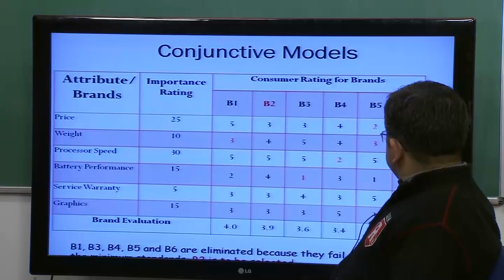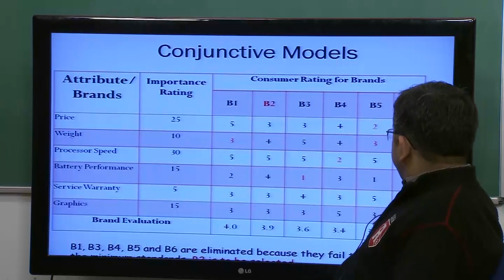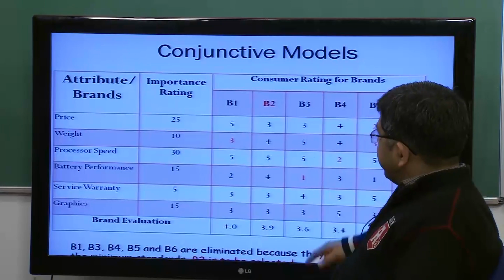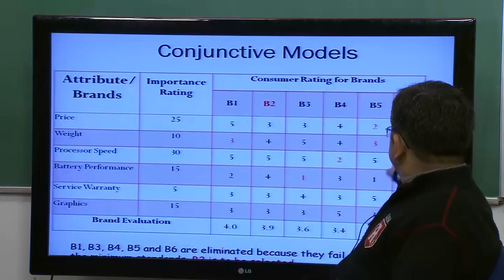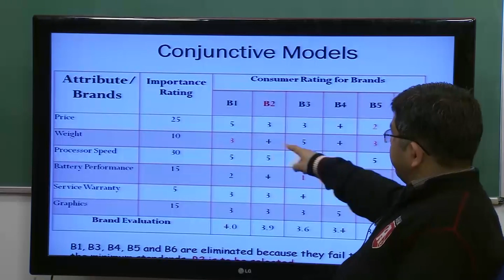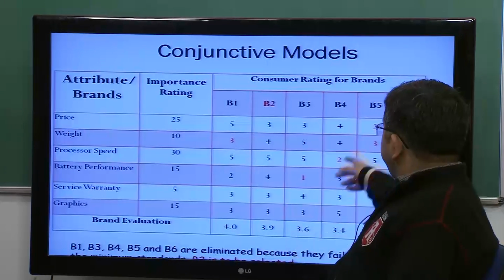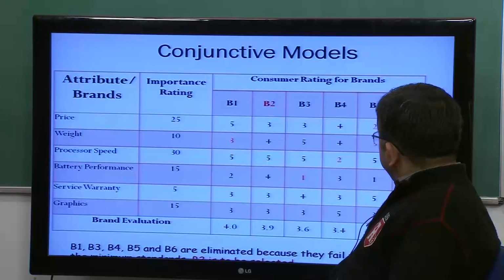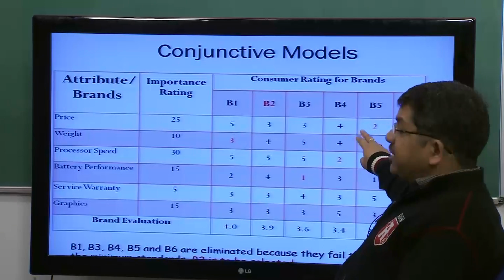In the conjunctive rule, the consumer sets the minimum cutoff value that he expects from a brand on a particular attribute. So, the consumer expects a minimum value of 3 out of 5 on price. Any brand which is less than 3 is eliminated.